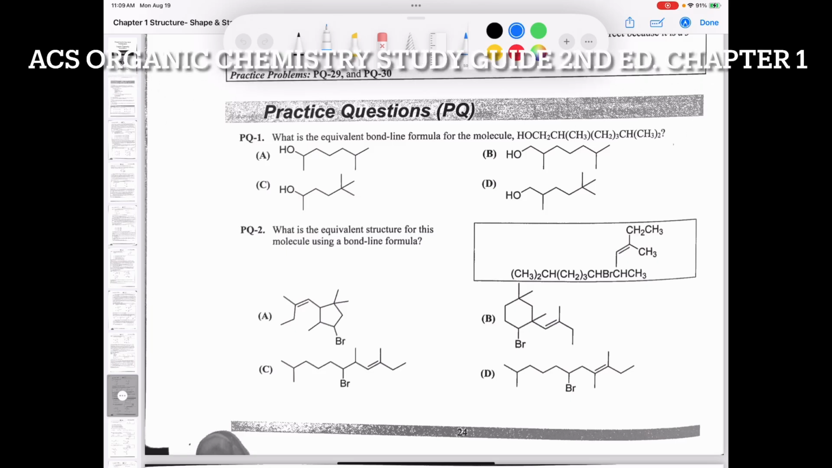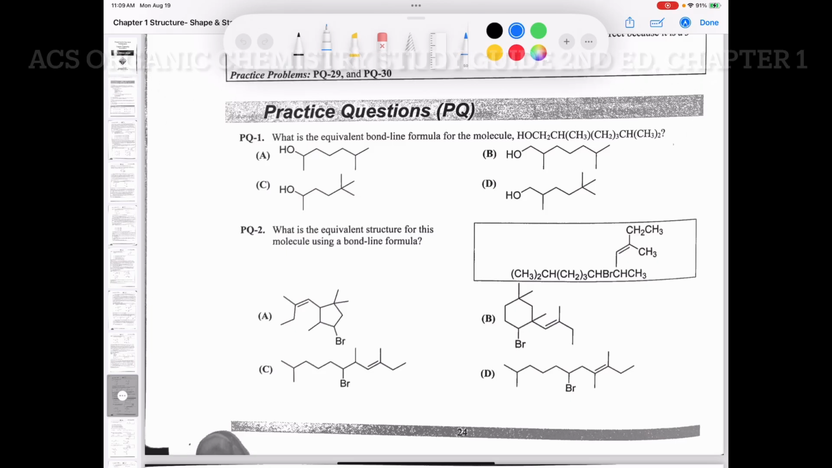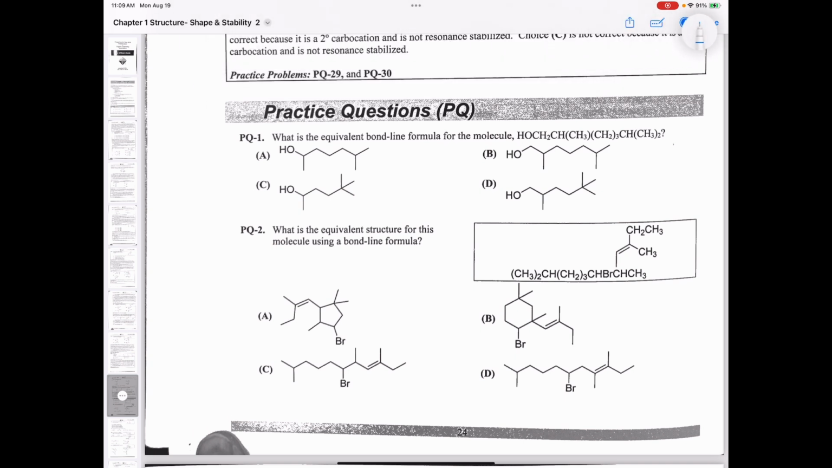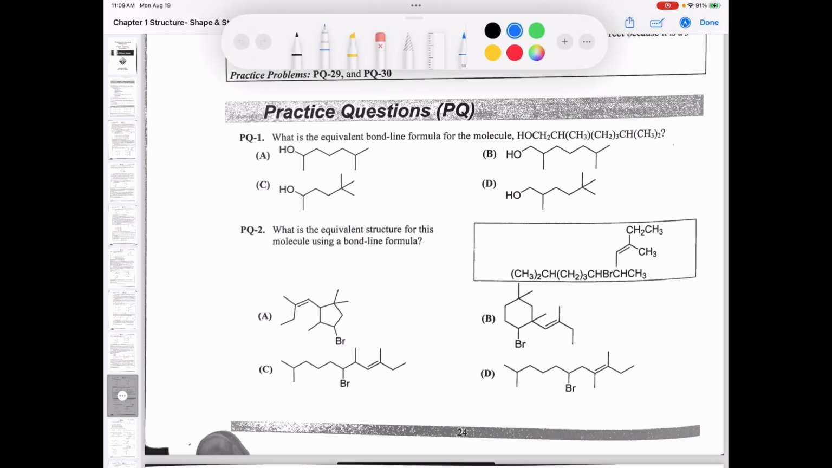Okay, this is the ACS Organic Chemistry Study Guide, second edition, chapter 1, and we're going to start with practice question 1. Chapter 1 deals with structure, shape, and stability. Okay, so question number 1, let's get started. It says, what is the equivalent bond line formula for the molecule shown here?